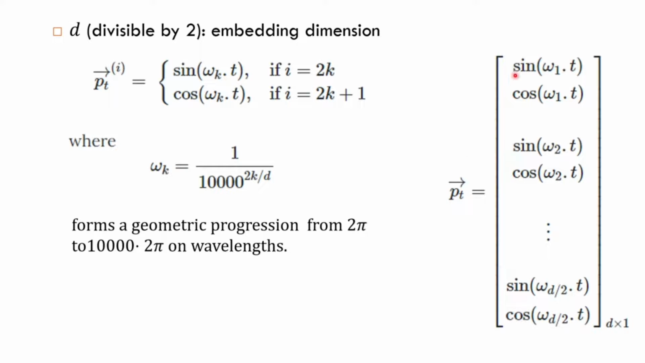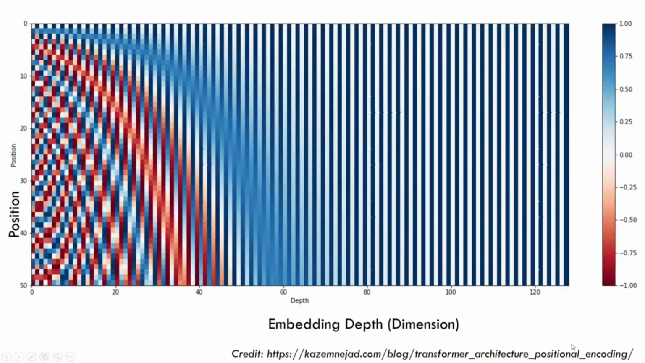And this is how the position vector looks. It alternates between sine and cosine. For even positions it is sine, and for odd positions it is cosine. So this is the final position vector, which depends on D, the embedding dimension. This is a graph that I have taken from a blog, and it's a very good blog for understanding positional encoding. I recommend you go through it.